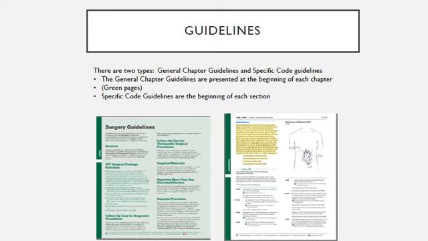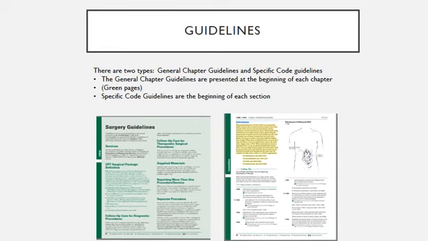Guidelines. There are 2 types of guidelines, the general chapter guidelines and the specific coding guidelines. The general chapter guidelines are presented at the beginning of each chapter, and those are the green pages. It's not a great picture, but you can see the color down below on the left-hand side. These are guidelines that apply to the codes within the chapter, the majority or some, but they are general guidelines.